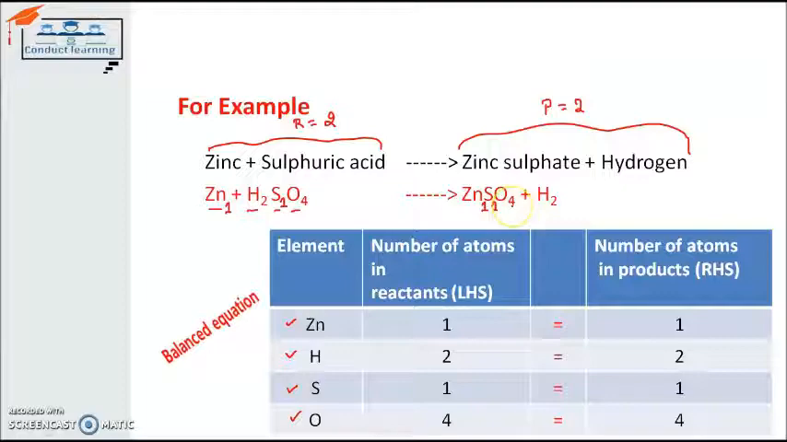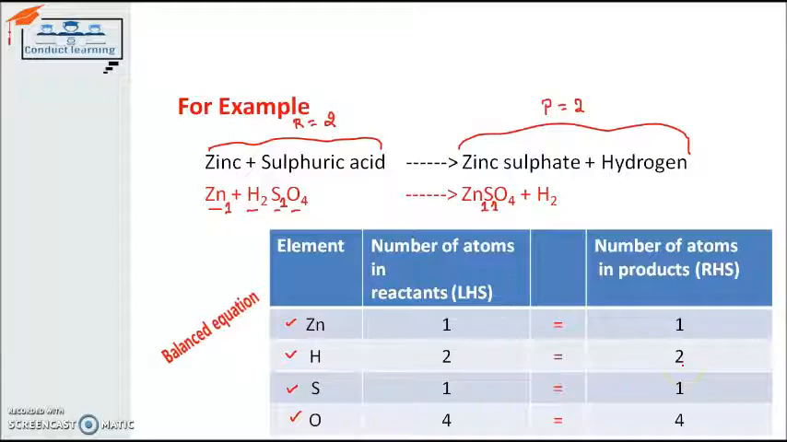After that I go for the oxygen. Oxygen has 4 written in its foot, so looking at this I understand that on the product side oxygen also has 4 atoms, so I mentioned 4. After that, H2, hydrogen. Hydrogen has 2 written in its foot, so I consider 2 hydrogen atoms, and I mentioned 2 here.